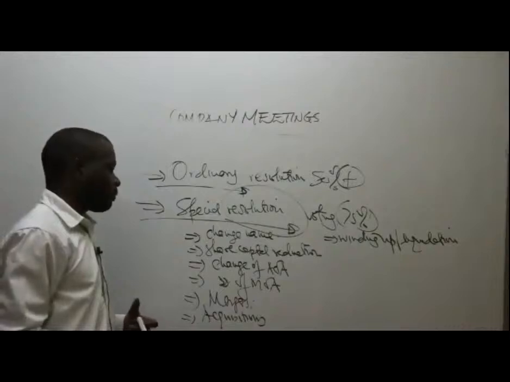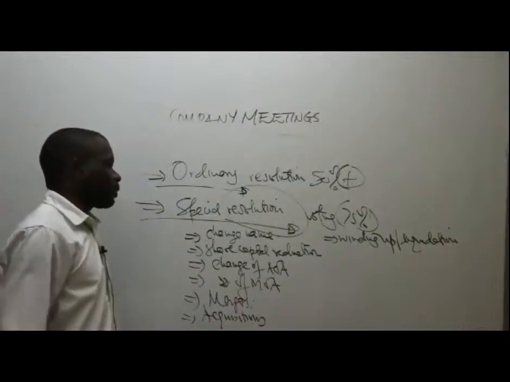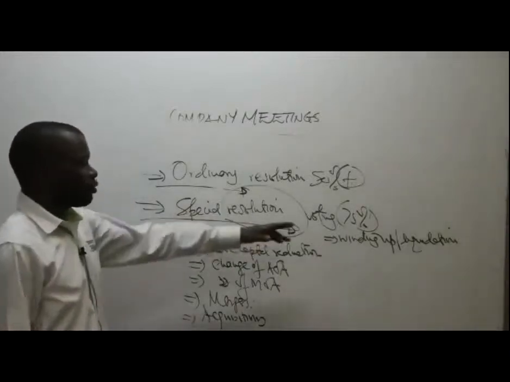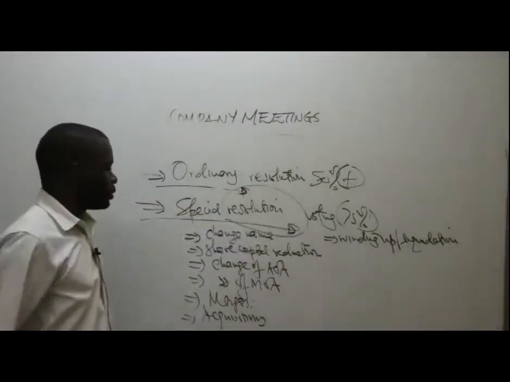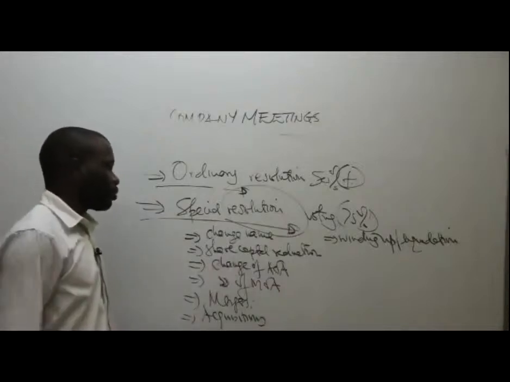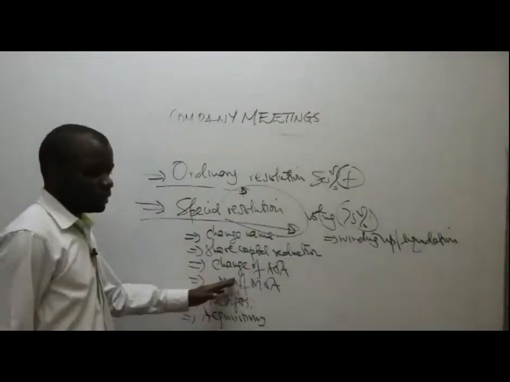So these are some of the matters that require what we call a special resolution. A change of name will require at least 75% of the members to approve. Share capital reduction, at least 75% of the members should be able to approve. Change of articles of association.